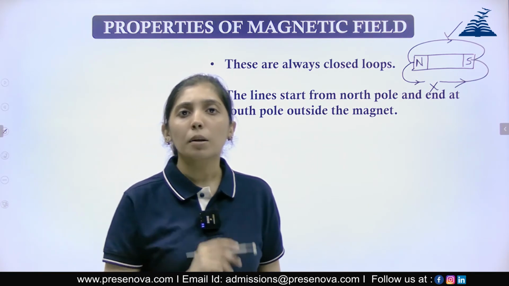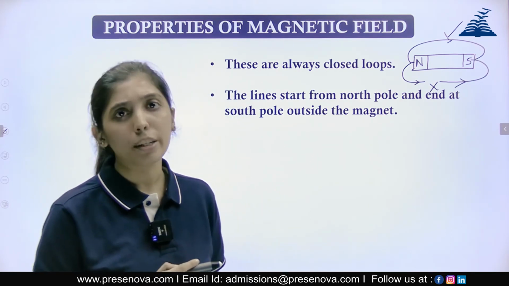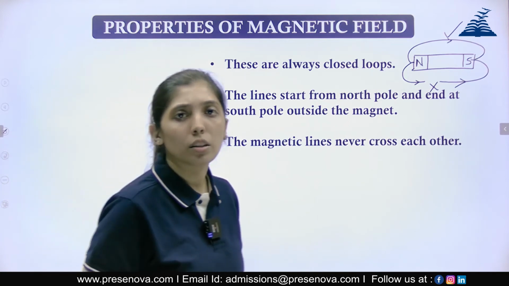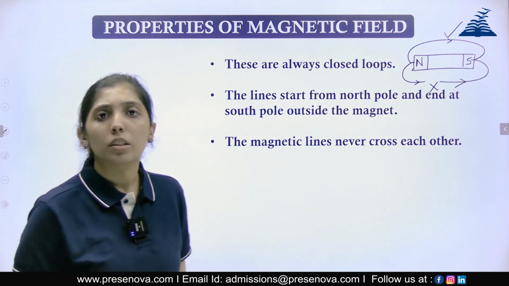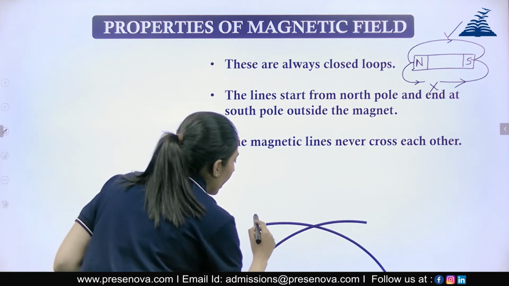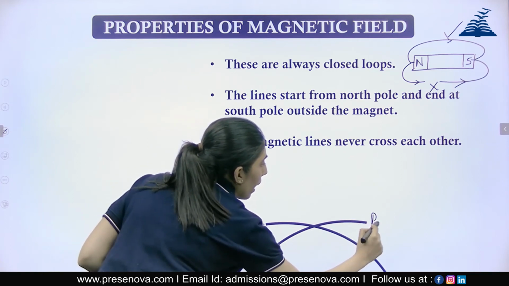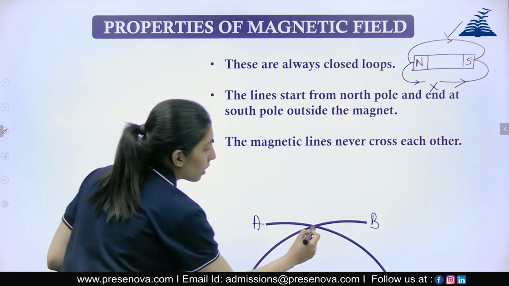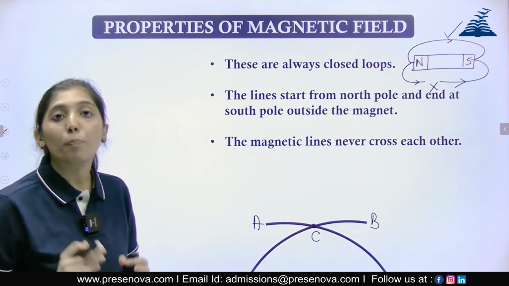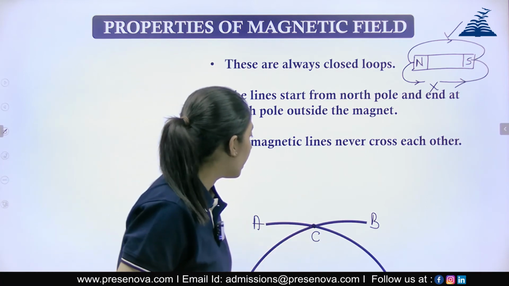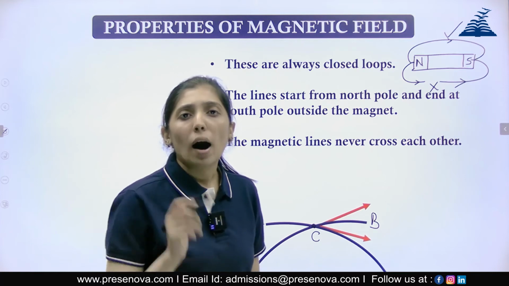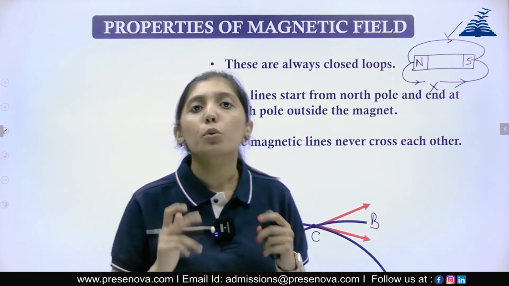Let's study our third property, which is one of the most important properties, that is the magnetic field lines never cross each other. So why shouldn't they cross each other? Let me show you a diagram. Here I am considering two field lines A, B, and these field lines are meeting at a point C. So the direction of magnetic field at point C is given by the two tangents drawn at that point.